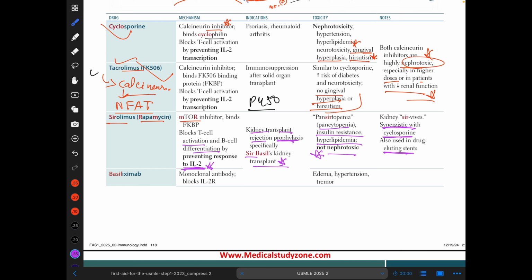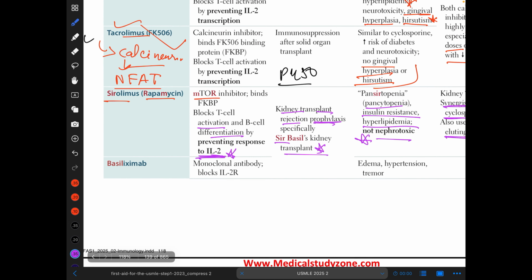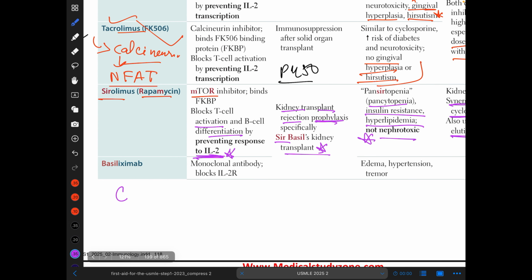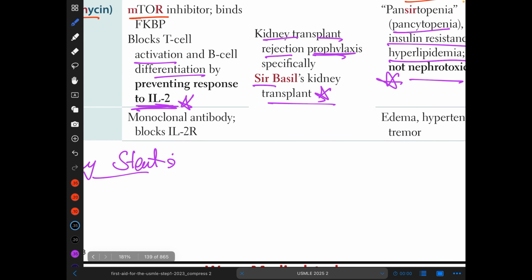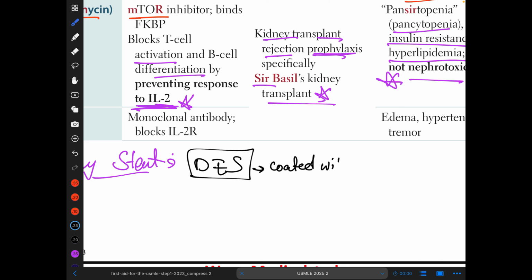Also, a more important thing, as already mentioned, is its use in drug-eluting stents. If you know about coronary stents, there are some drug-eluting stents. These stents are coated with an anti-proliferative drug, and they blunt scar tissue growth and restenosis.